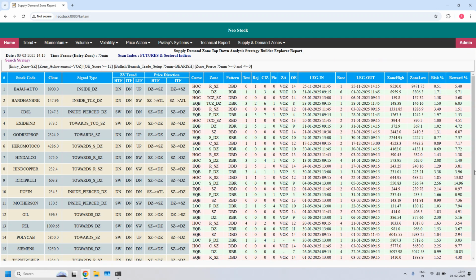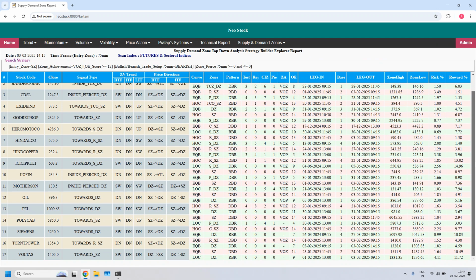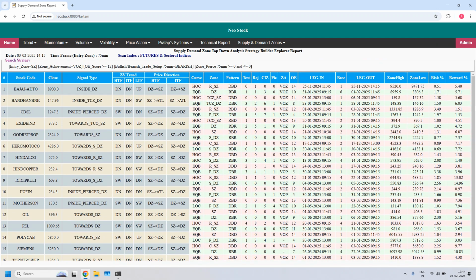Let's filter the stocks. And we got 17 stocks. First 15 stocks in the list.